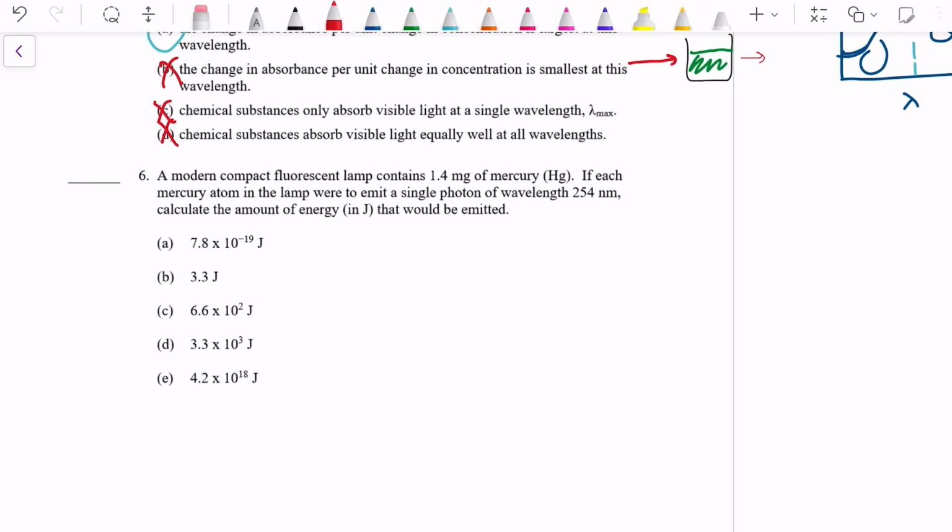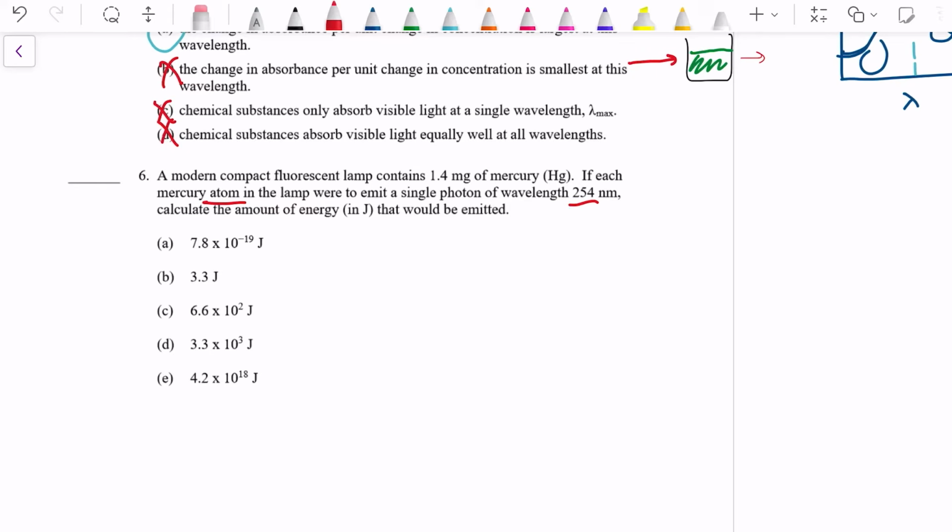6. A modern compact fluorescent lamp contains that amount of mercury. If each mercury atom in the lamp were to emit a single photon of that wavelength, calculate the amount of energy that will be emitted. Okay, so we're given a mass, which is really just a way of finding out how many atoms we have, and we know a wavelength, and they want energy.